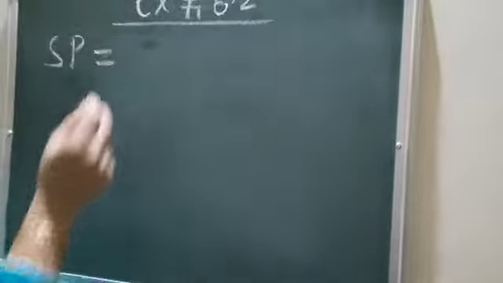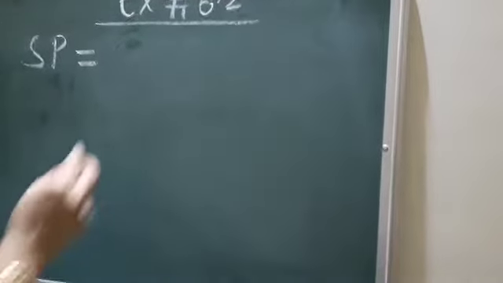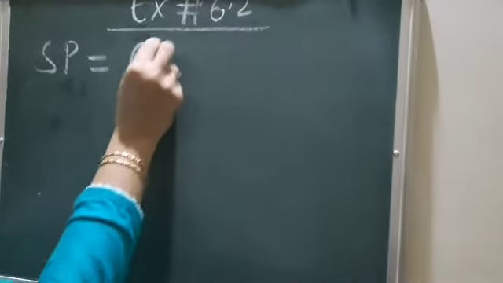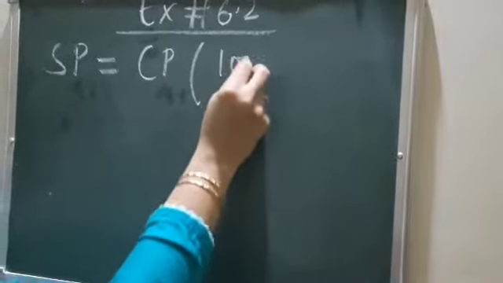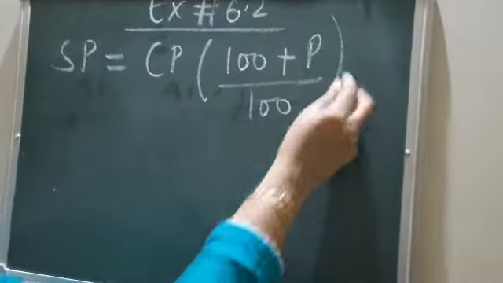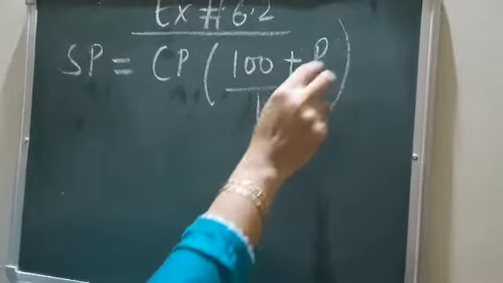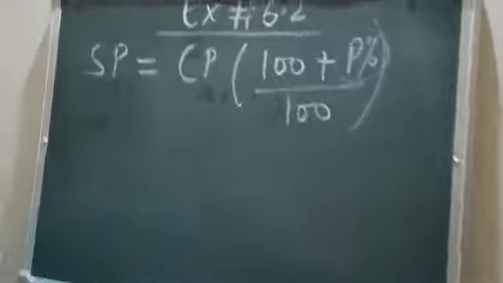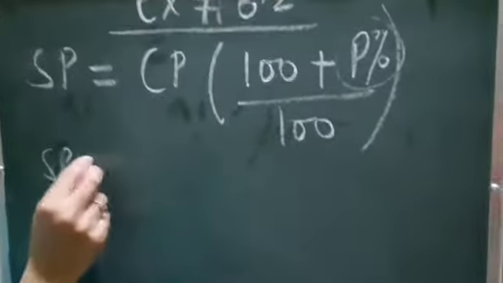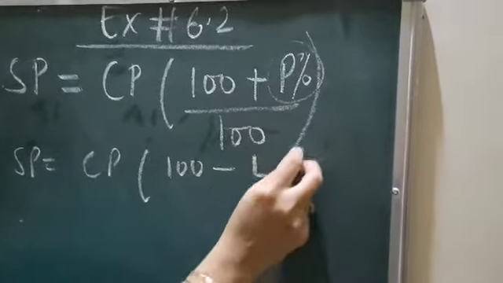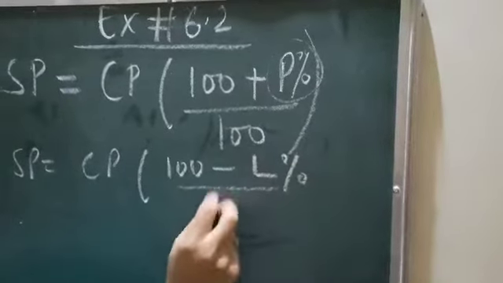Now, if CP and profit percent are given to you and you have to find SP, then what formula will you apply? SP is equal to CP into (100 plus profit percent) upon 100. Here you use the profit percent, whatever is given in the question. Similarly, if loss is given, then it will be (100 minus loss percent) upon 100.